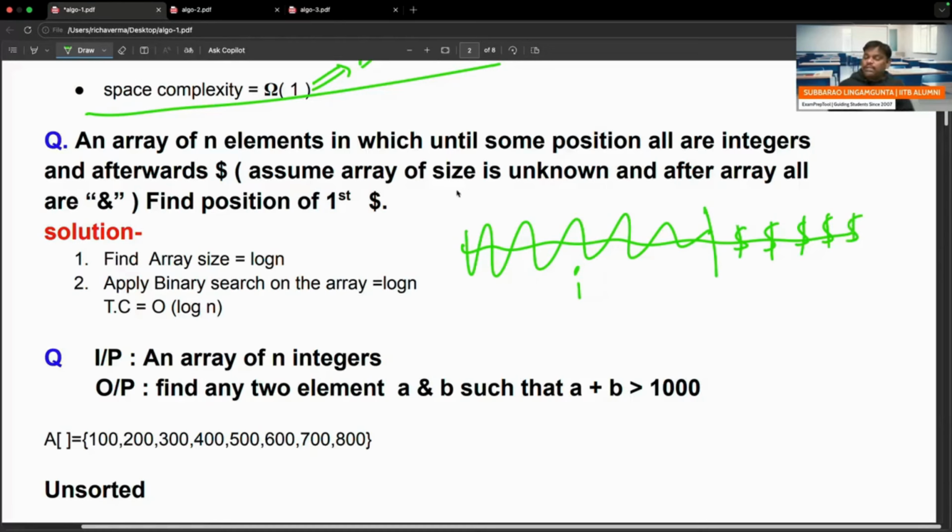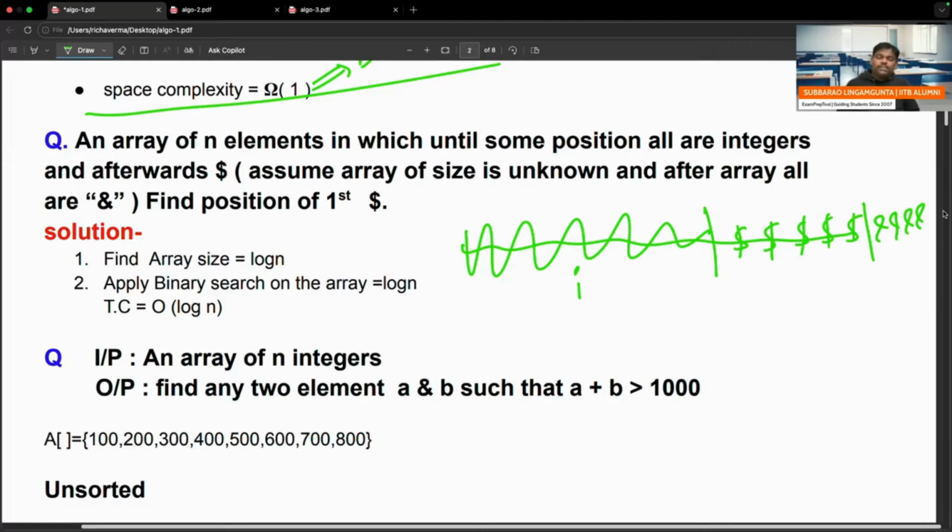Assume the array size is unknown, and after the array all are dollar symbols. The array has a size, but we don't know that size. We don't know where the last element is. But one thing I can easily say: after your array, there are end operators. Until some position integers are there, afterwards dollars are there. Whenever the array is over, all elements are going to be ampersand or end operators, some operator.